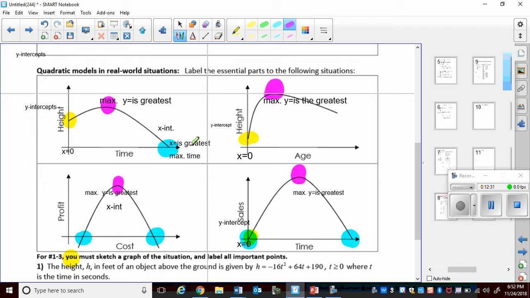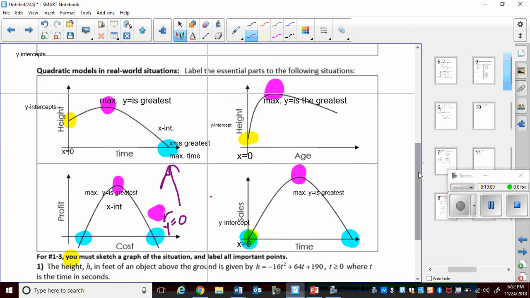But graph 3, where you have profits versus cost, has 2 x-intercepts, 2 critical points. The way we're going to get these x-intercepts is that we're going to set y equal to 0. So here, y equals 0. And what we usually do is use the quadratic formula to solve for this information.